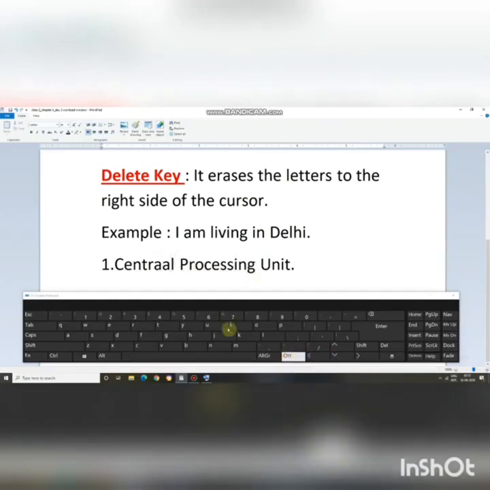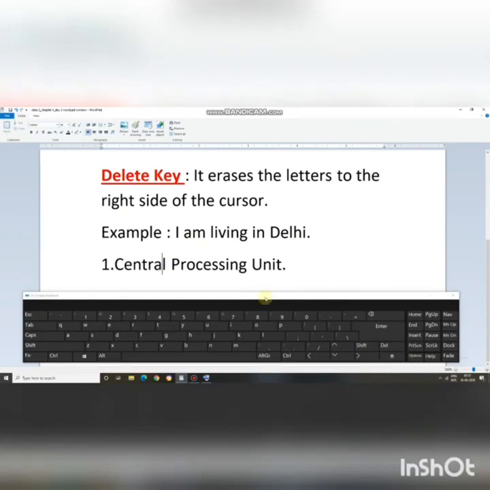I will use the left arrow key and will go over here. Now where is the A? Where is the mistake in the first word? Central. There should be only single A. So I have to delete this A, which is on the right hand side. I will delete it with the help of the delete key. Right? So this is the working of the delete key and the backspace key.